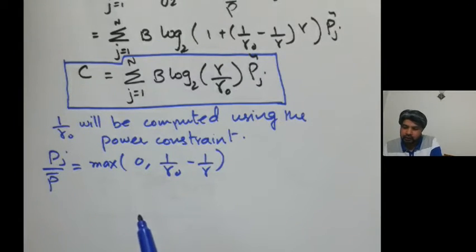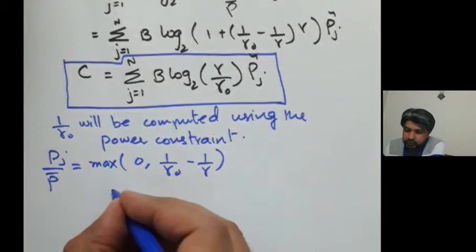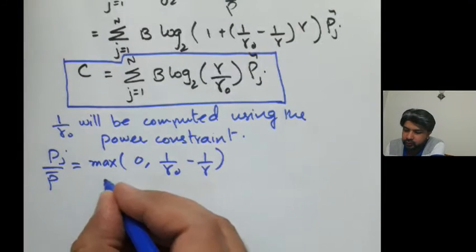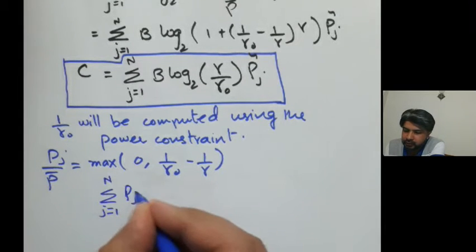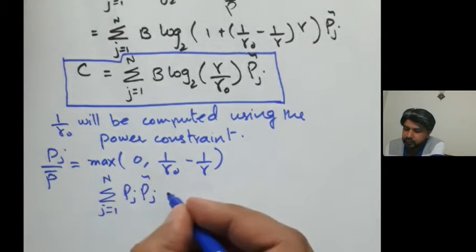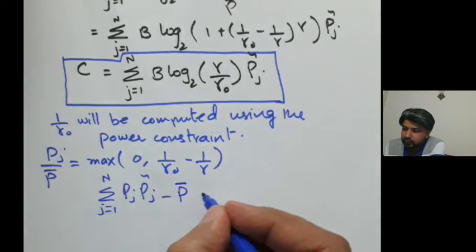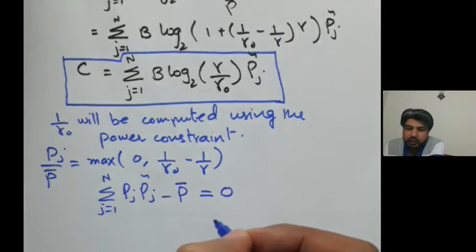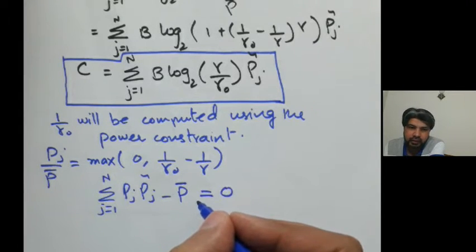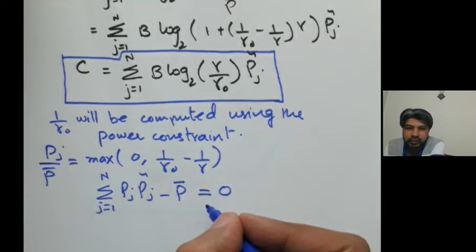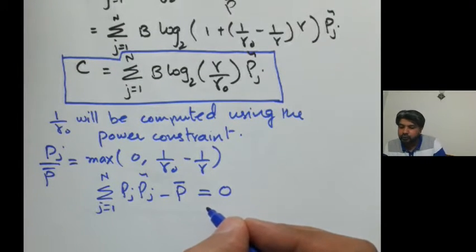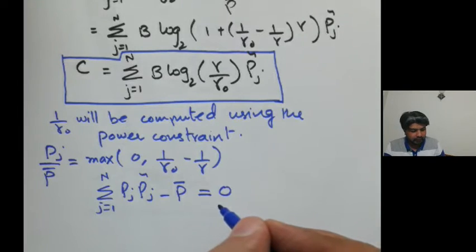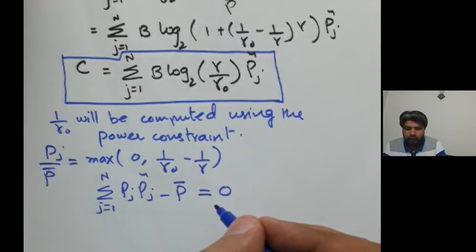So now that would mean that the summation j equals 1 to capital N of Pj tilde minus P bar must be less than or equal to 0, or you can change that inequality to an equality. So that is a power constraint that we must adhere to, and it can help us in computing the water level gamma naught. So I would solve this with the help of an example.